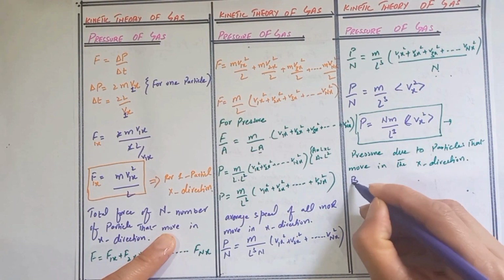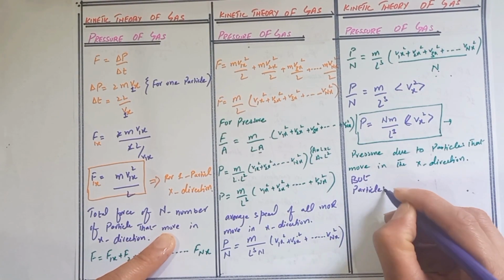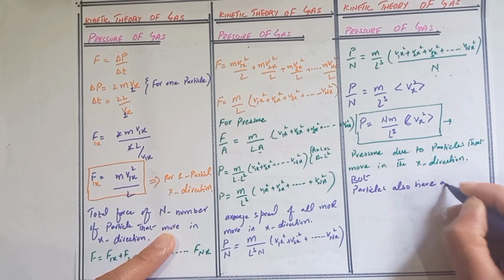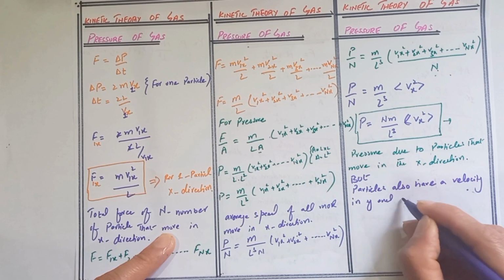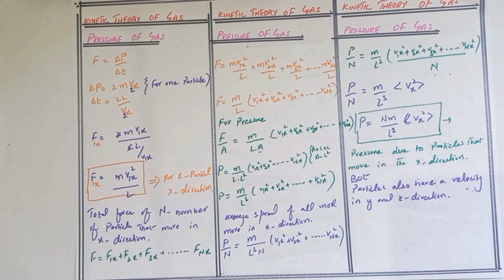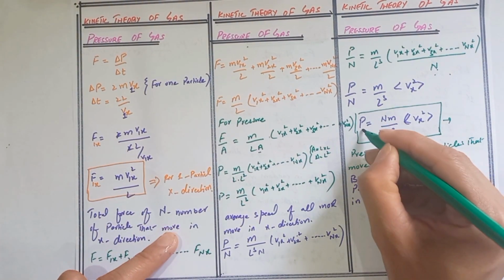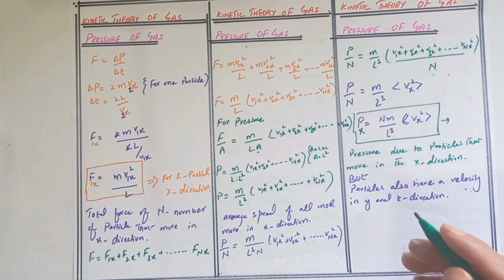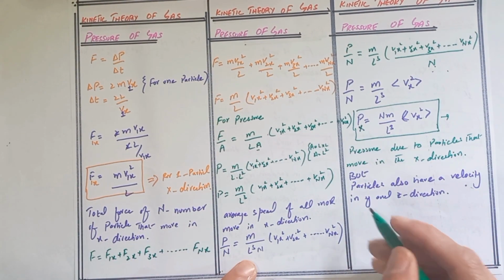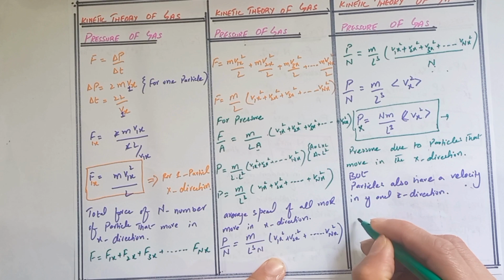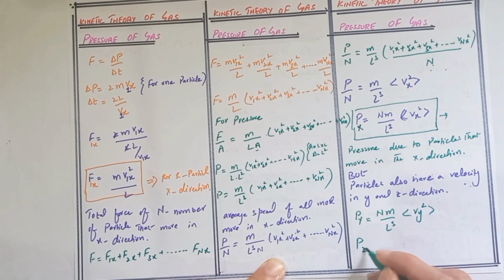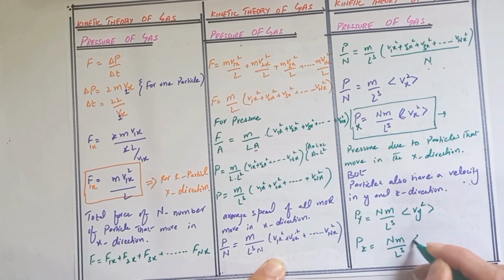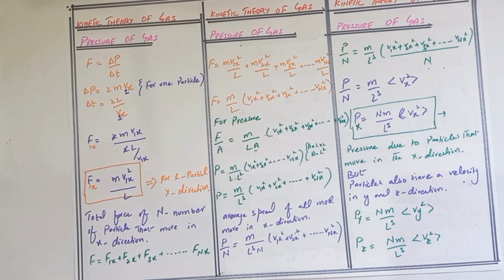But particles also have velocity in the y and z directions. This is the pressure calculated for particles that move in the x direction. Similarly, we calculate the pressure in the y direction, nm over L³ times vy², and the pressure in the z direction, nm over L³ times vz².